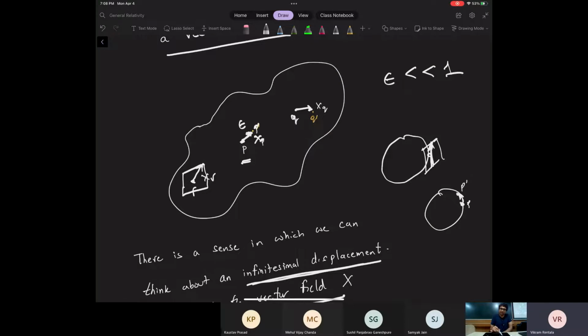For example, the displacement at R to some other point R prime, the displacement at Q to some other point Q prime, where each of these displacements is an infinitesimal displacement by the same epsilon amount in the direction of the vector X at that point. So the X vector at each point is generating a sort of flow, and epsilon quantifies how much we're moving along with the flow.